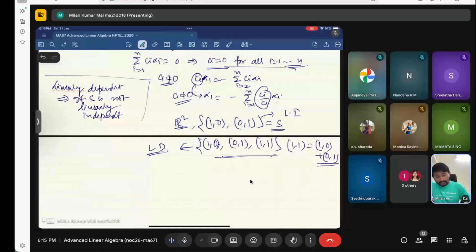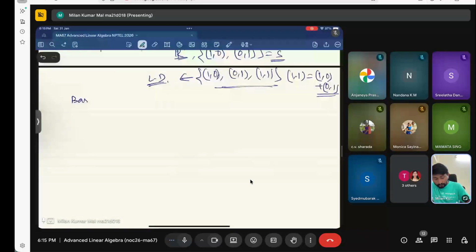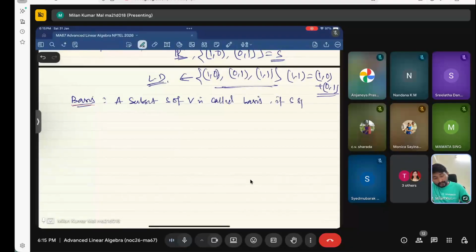And basis means: a subset S of V is called a basis if S spans the vector space V, that is, the linear span of S is equal to V, and S is linearly independent.